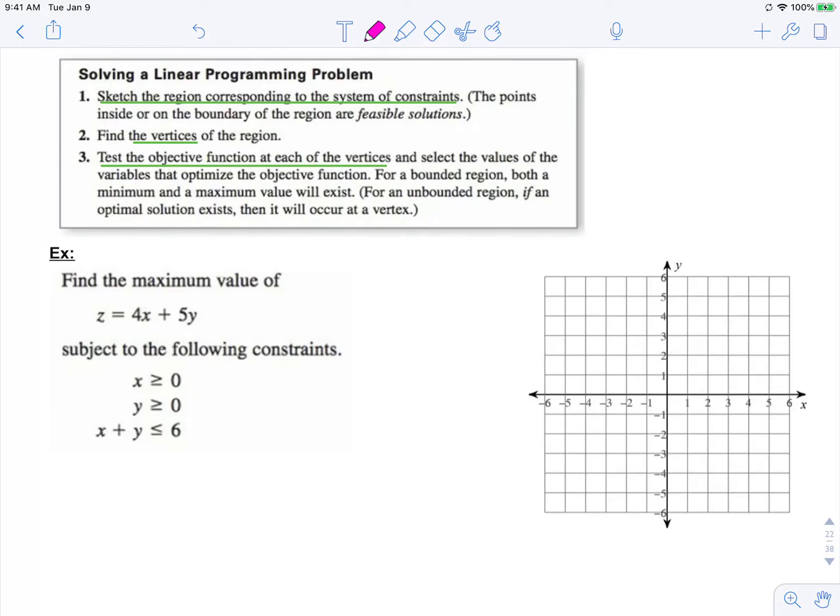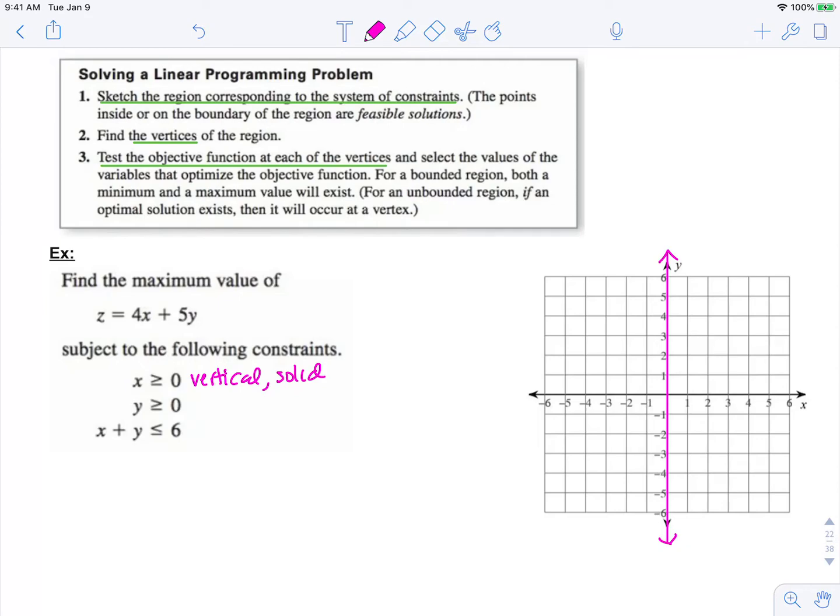We're asked to find the maximum value of z, our objective function, subject to the following constraints. Step 1, we need to sketch the region corresponding to the system of constraints. So first I have x greater than or equal to 0. That's a vertical solid line going through x equals 0.